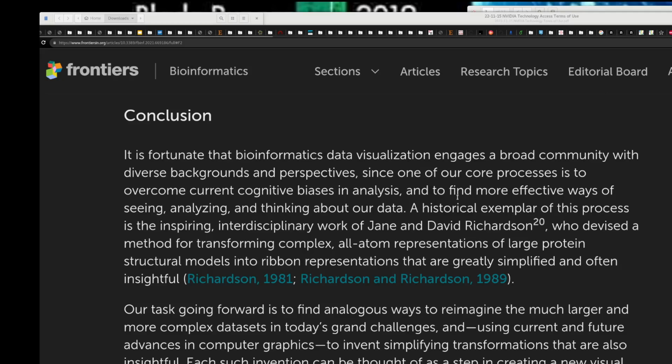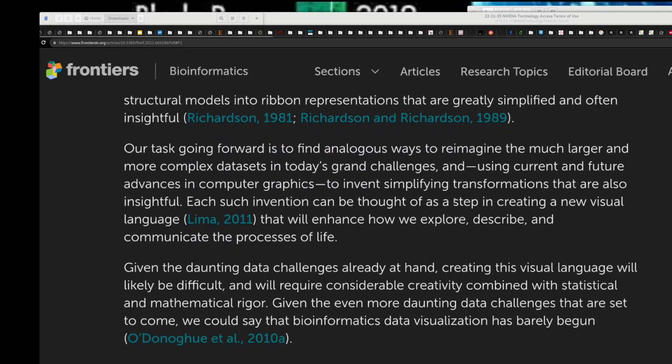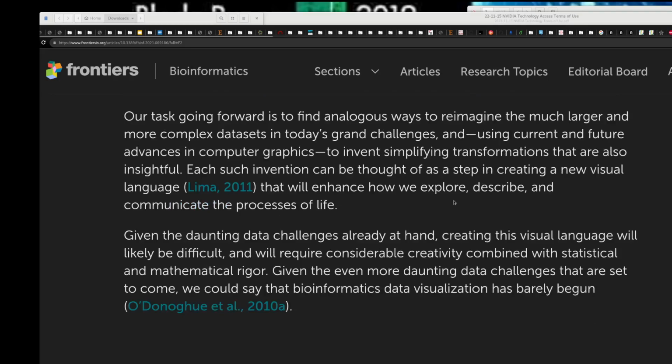Richardson, 1981. Richardson and Richardson, 1989. Our task going forward is to find analogous ways to reimagine the much larger and more complex datasets in today's grand challenges, and, using current and future advances in computer graphics, to invent simplifying transformations that are also insightful. Each such invention can be thought of as a step in creating a new visual language, Lima, 2011, that will enhance how we explore, describe, and communicate the processes of life.